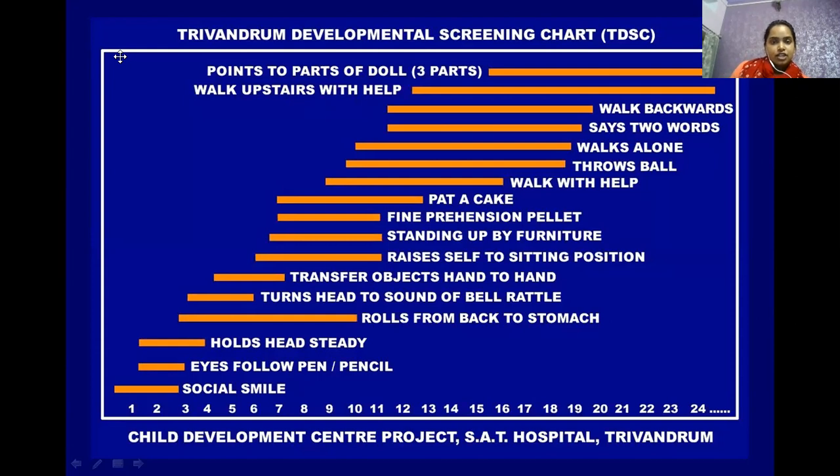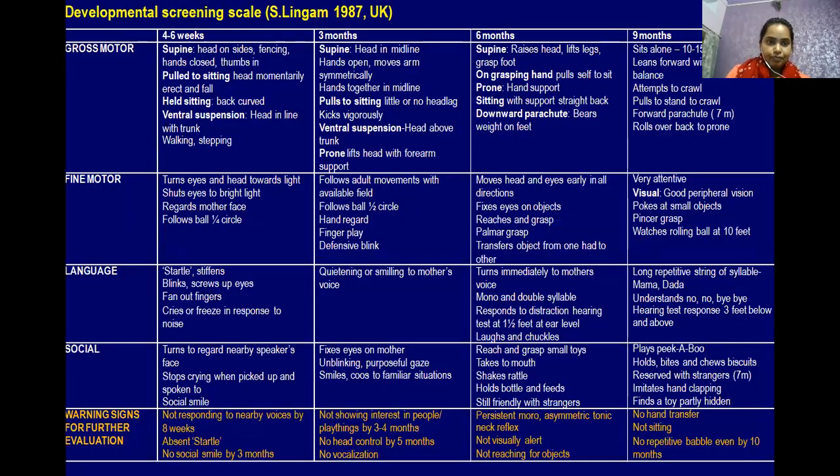So it is the chart, and from the first month to the third month, children give a social smile. From 1.5 to 3 months, eyes follow a pen or pencil, and they hold the hand steady. So it is step by step, and for every month up to 24 months, the developmental screening chart is given by Trivandrum.